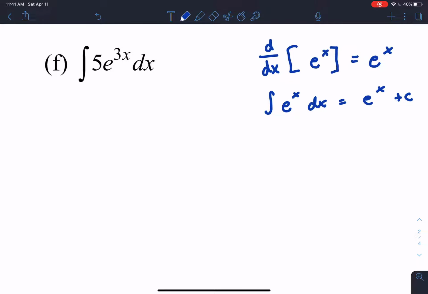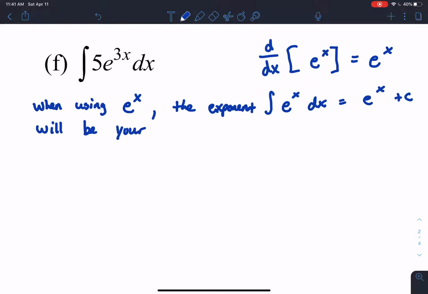Now, anytime you're using e to the x, most of the time your u term is going to be your exponent. So when using e to the x, the exponent will be your u term. That tells me that u should be 3x. Okay, so then du becomes 3 dx.